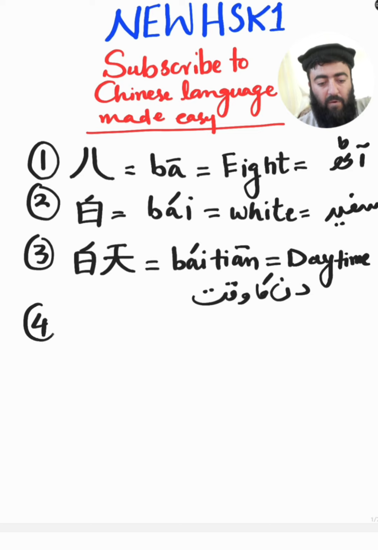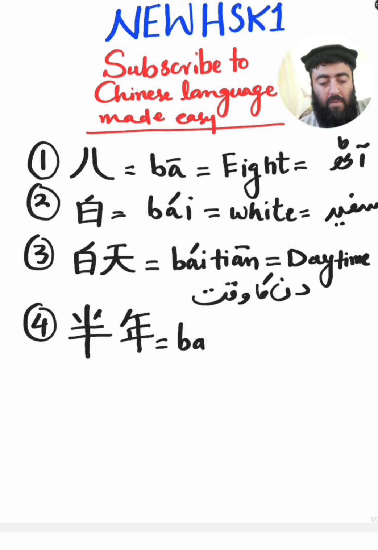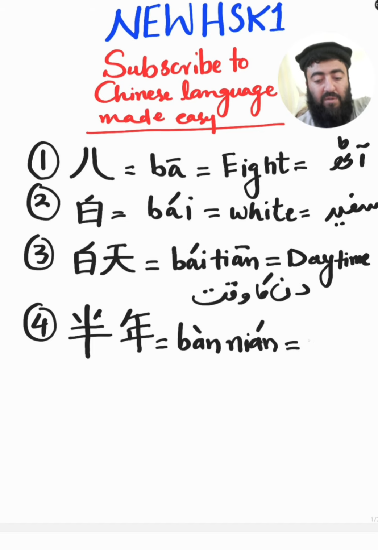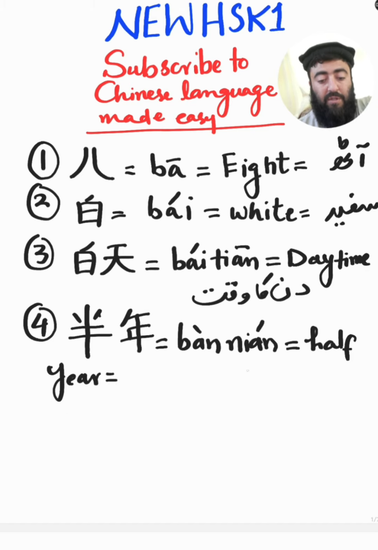Okay, the fourth word is bànnián. Bànnián means half year in English, and in Urdu it is aadha saal. Aadha saal.